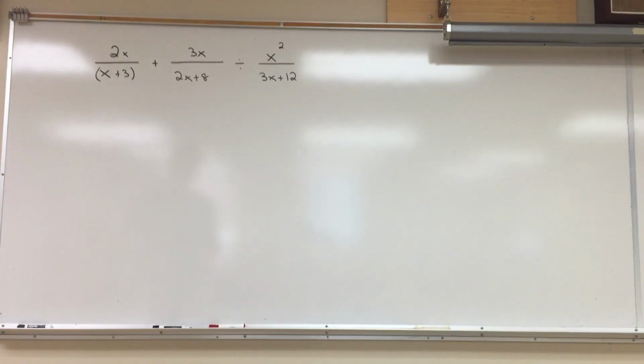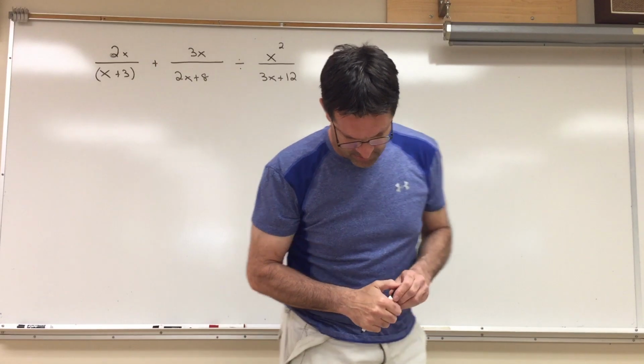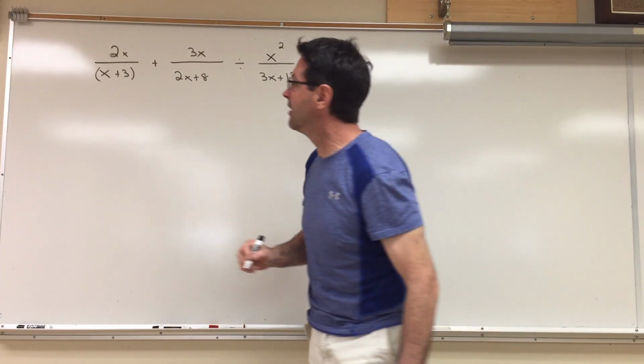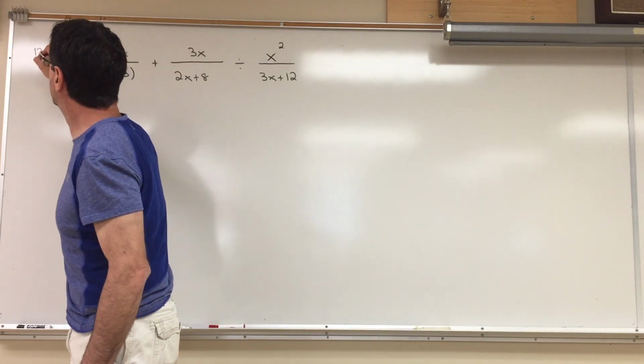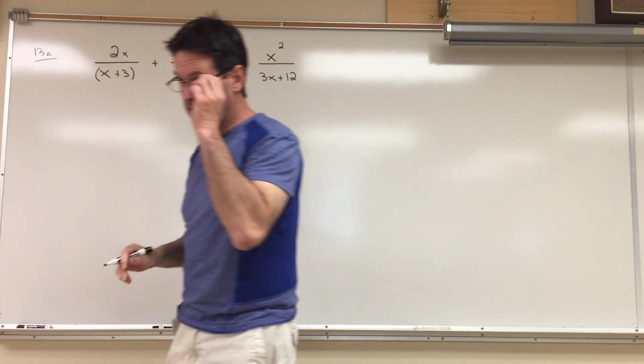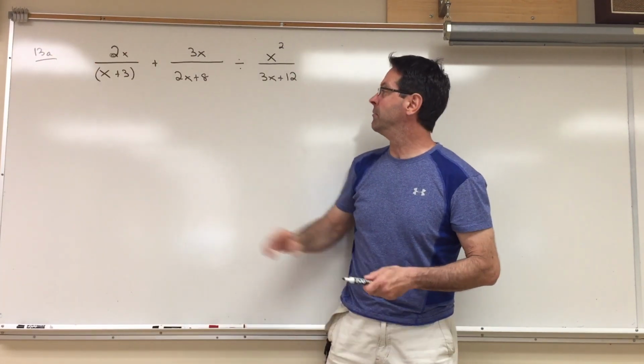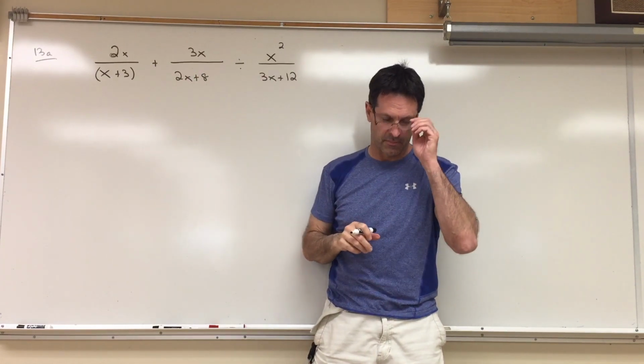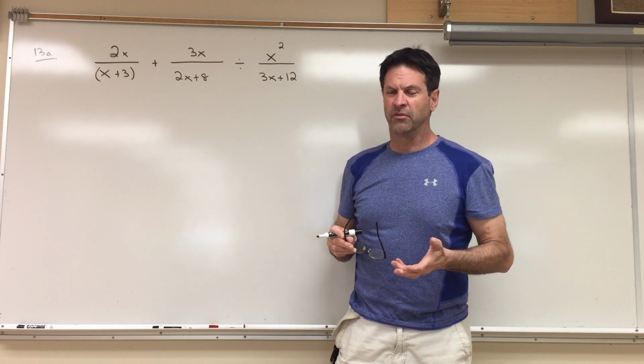Okay, so here's another one. This is page 569, number 13A. It's a combination. We're putting these together. We've got some addition going on, and we've got some division going on. So how do we approach this?